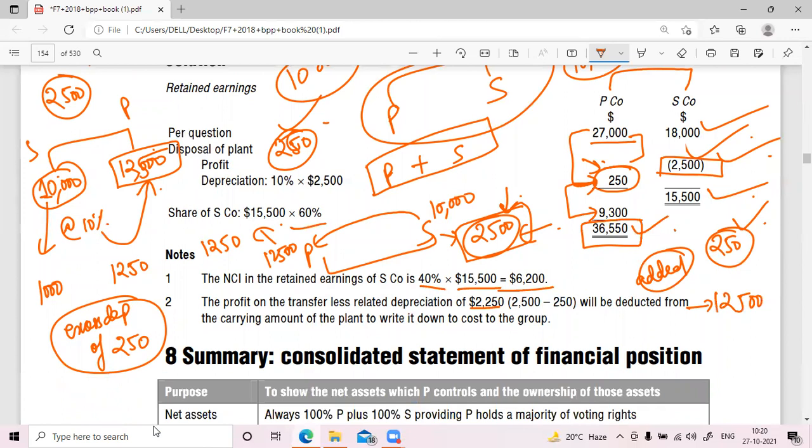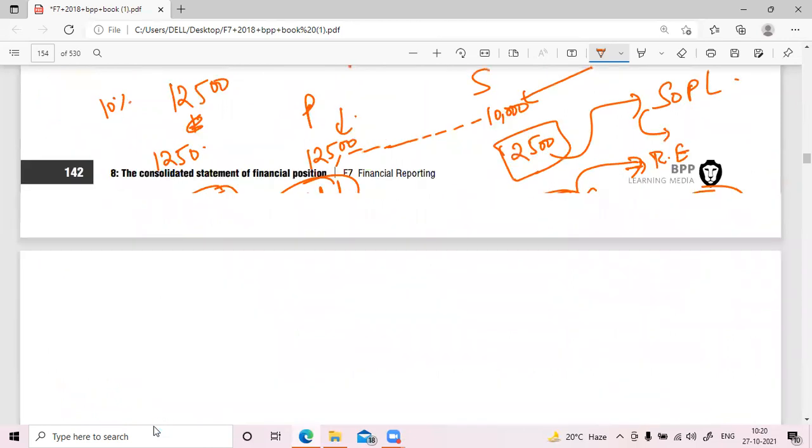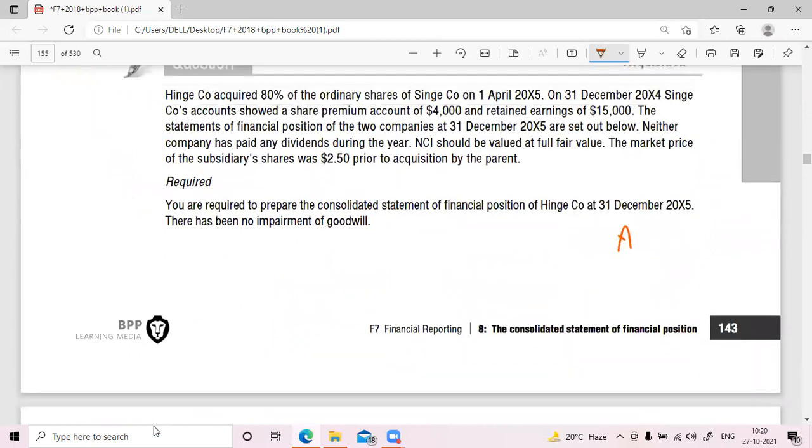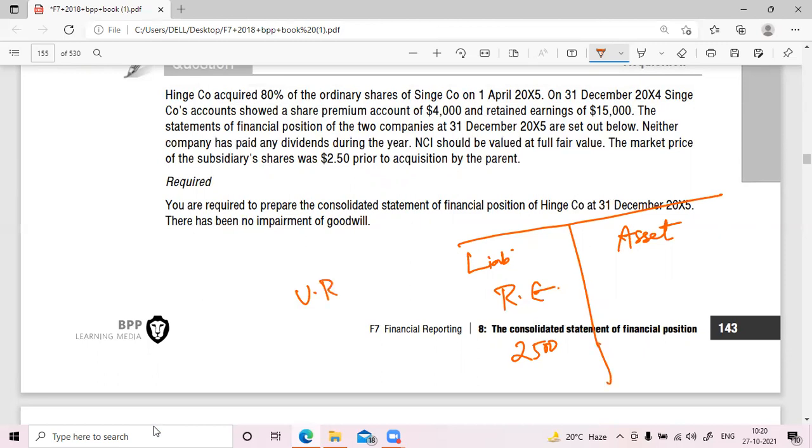12,500 for whom? See, I am writing it here. Please understand. This is the asset side of the balance sheet. I'm making a T-shaped account; this is the liability side of the balance sheet. In retained earnings, they showed how much profit? 2,500. This is what? Unrealized profit, correct or wrong? Yes. And here the asset was shown at how much? 12,500. And here, what will we remove? We will remove 2,500, or how much will we remove?